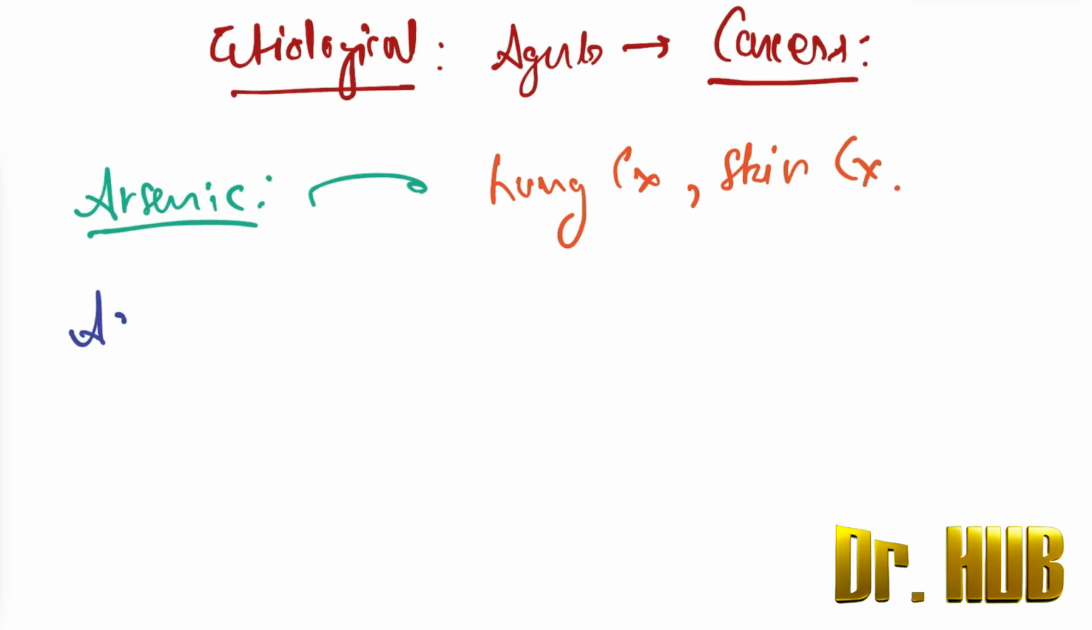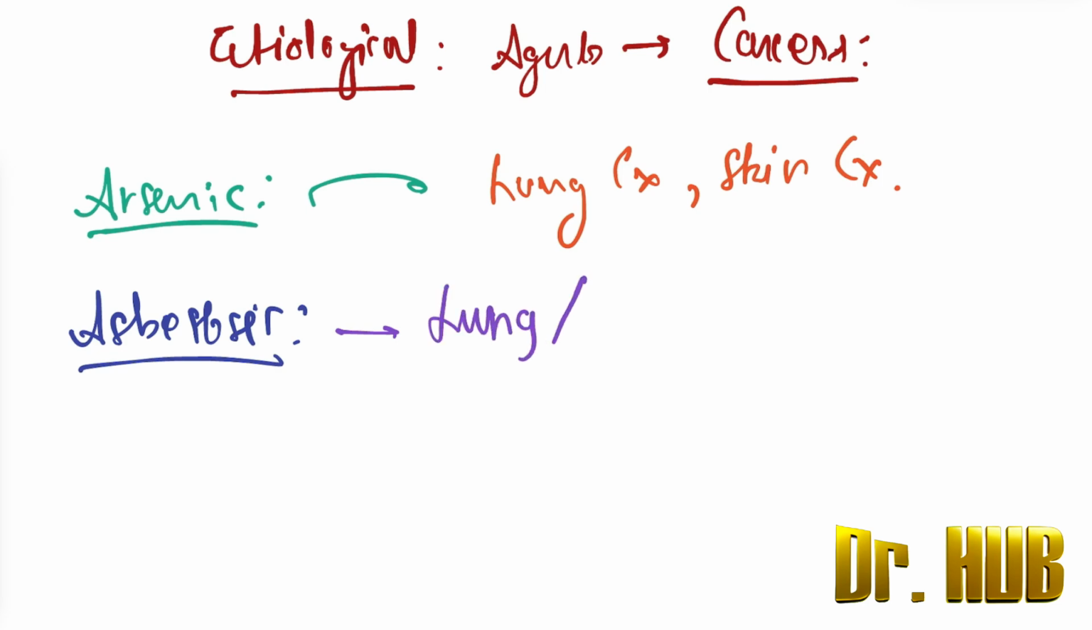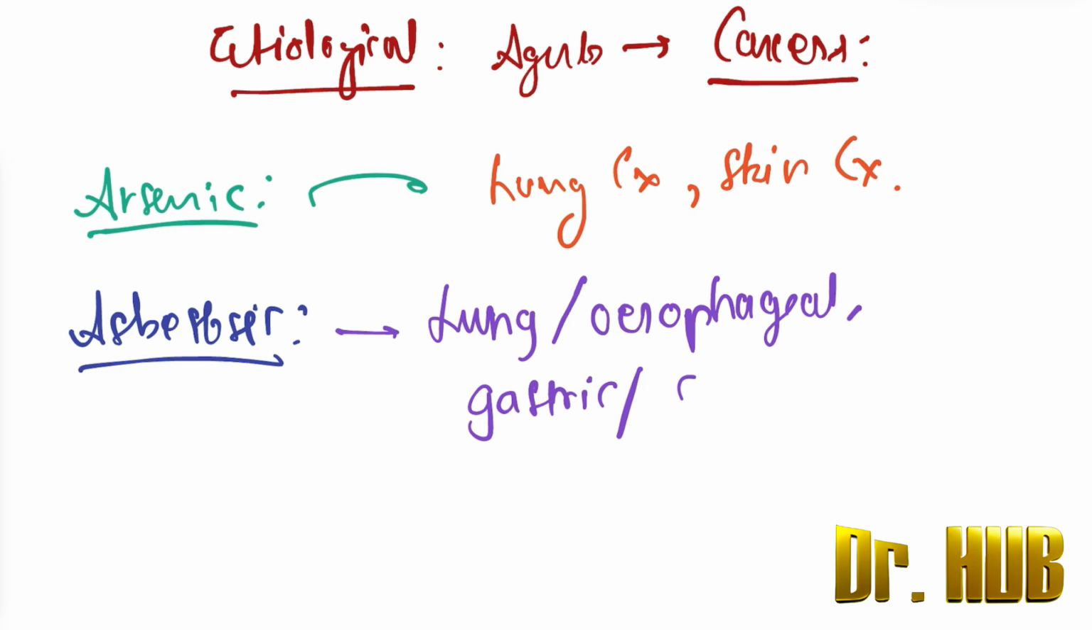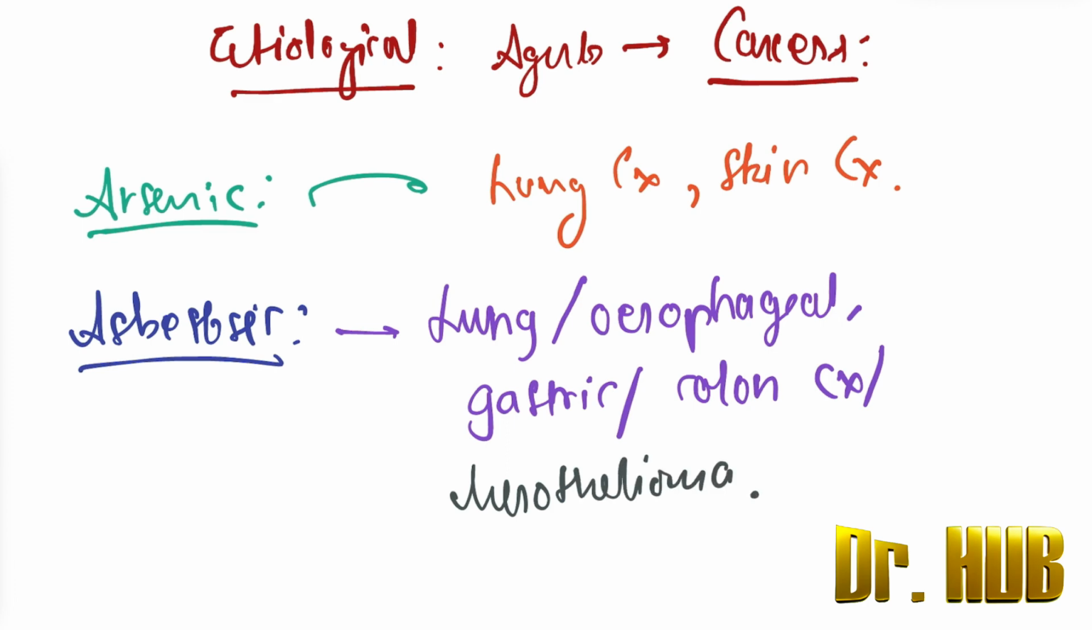Next we move on to asbestosis. So asbestosis, what do we have? Asbestosis-associated cancers include the lung, the esophagus, the gastric, and the colon carcinomas. There is also mesothelioma. All of this is associated with asbestosis.